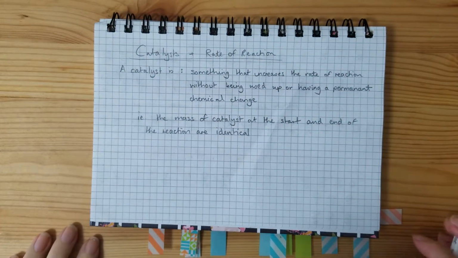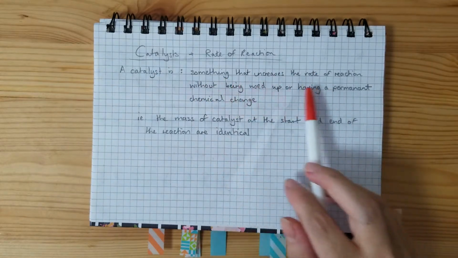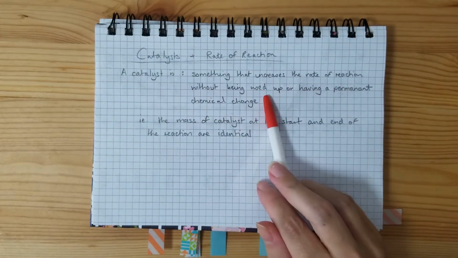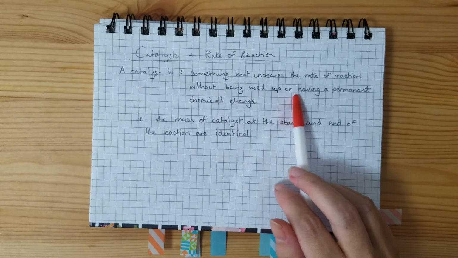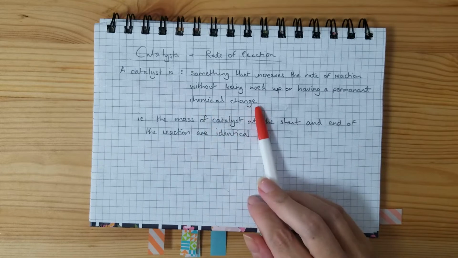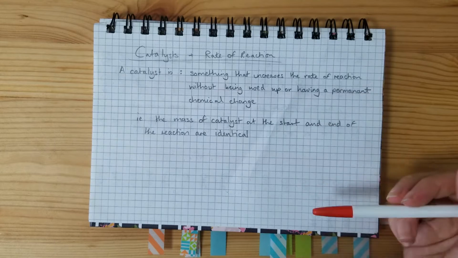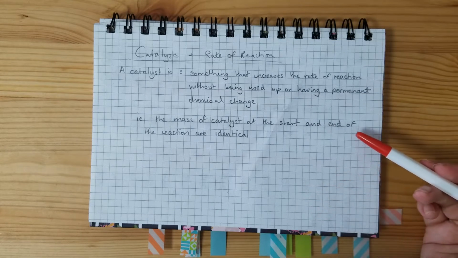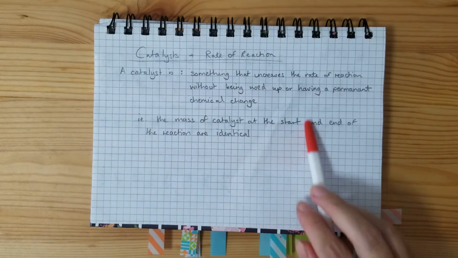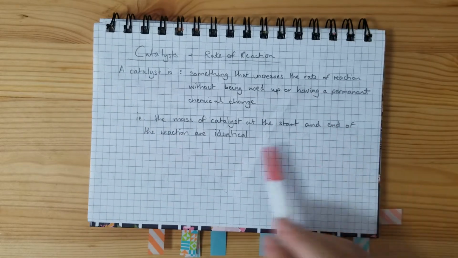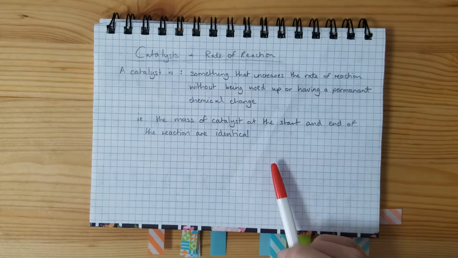So a catalyst is defined as something, a chemical, that increases the rate of reaction without being used up, so there will be the same amount at the end, or without having a permanent chemical change. So this doesn't mean it doesn't change during the reaction, but at the end when you collect it, it is the same chemical as it started out as. So if you did a reaction, the mass of catalyst at the start of your reaction, at the end of the reaction will be identical. None of your catalyst will have disappeared.